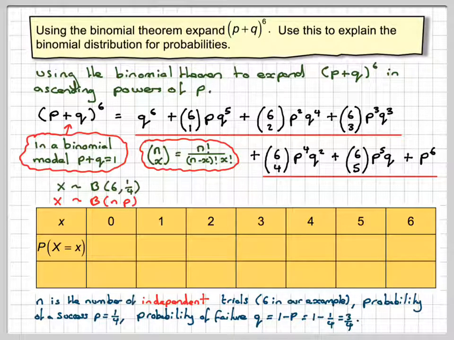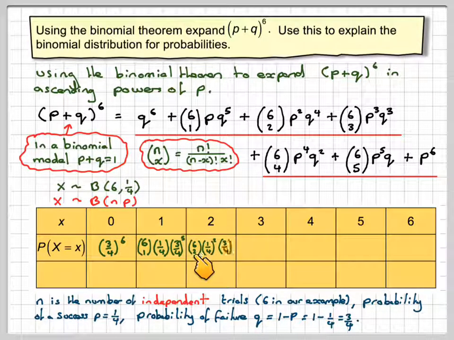So if we want the probability of no heads, that's going to be 3/4 to the power of 6. We don't need to put any combinations in because they would just be equal to 1. If we want the probability of X being equal to 1, then we consider this one. So it's 6C1, 1/4, 3/4 to the power of 5. X being equal to 2, we consider this one: 6C2, 1/4 squared, 3/4 to the power of 4. Next one, we will consider this one.